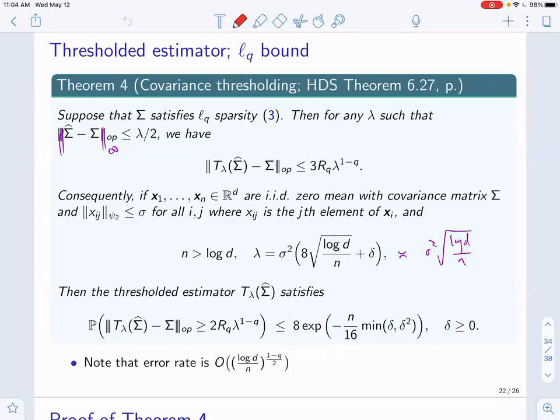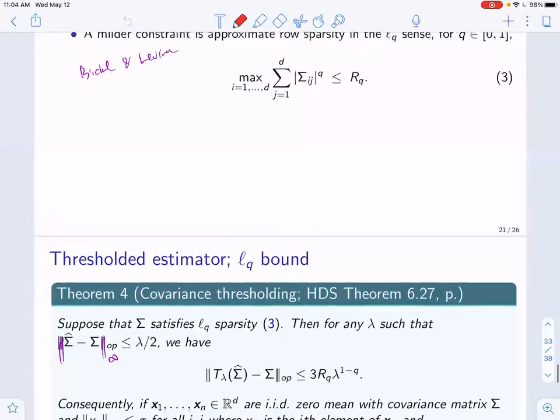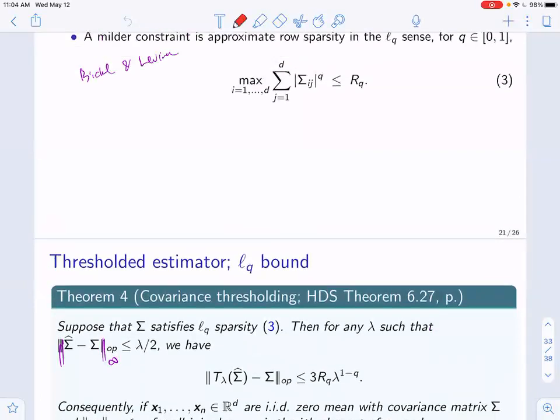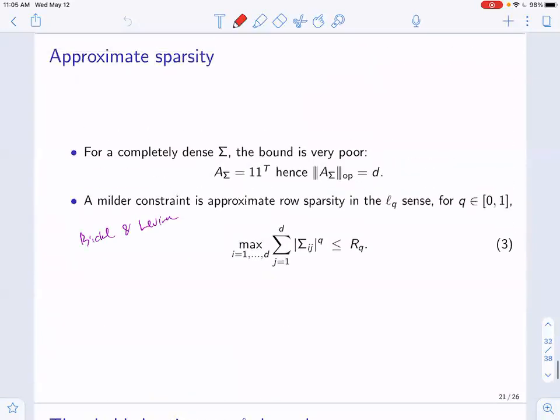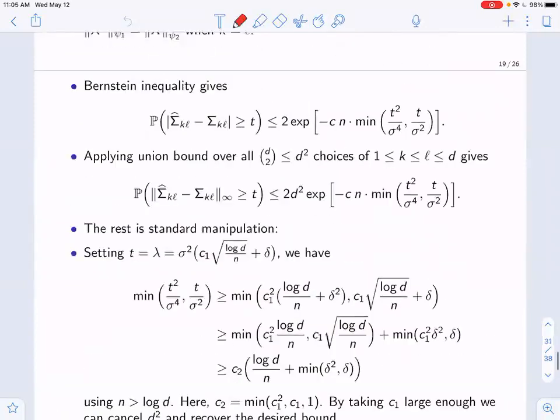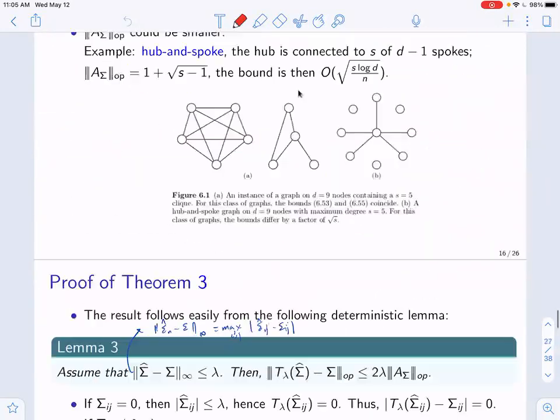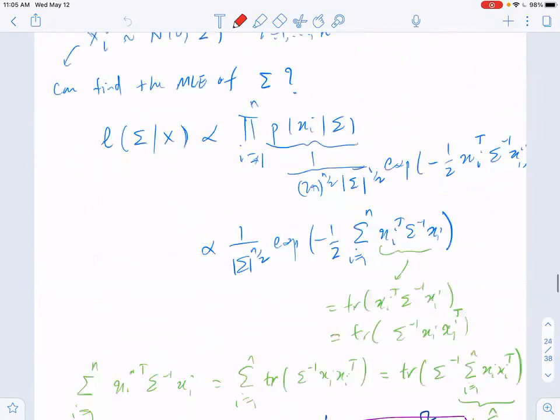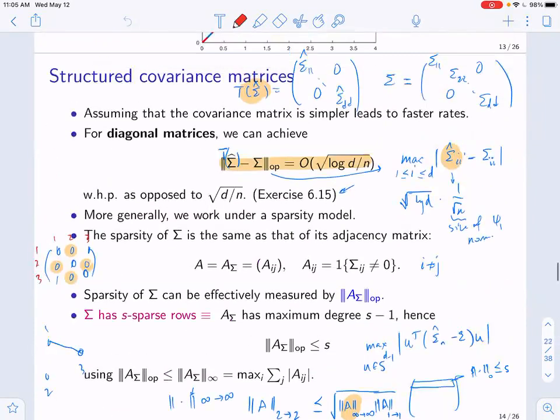So last time we talked about covariance matrix estimation under some structured sparsity assumption. Let me recall what we did. We had this idea that if you have a sparse covariance matrix, in the extreme case a diagonal covariance matrix, then by thresholding the sample covariance matrix to the diagonal entries, you could do a much better job.